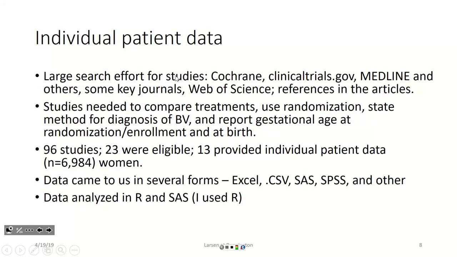So we did, or rather the medical collaborators, Mark Klebanoff and Steve Weiner, searched through the Cochrane Review. There's clinicaltrials.gov, so you can put in bacterial vaginosis or preterm birth and look at the hundreds of studies listed there. Medline, some key journals, Journal of Obstetrics and Gynecology, for instance, Web of Science, and then references to those articles to try and find everything. There's a UN clinical trials registry as well, I think.